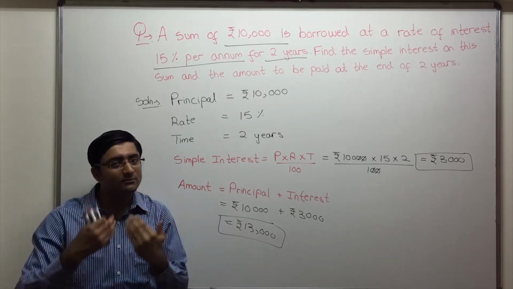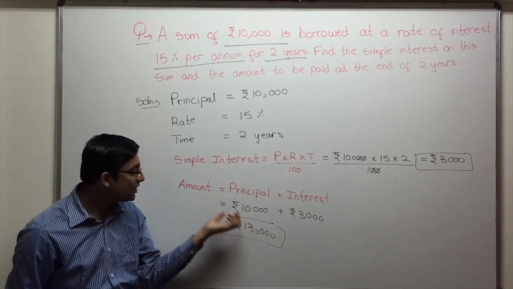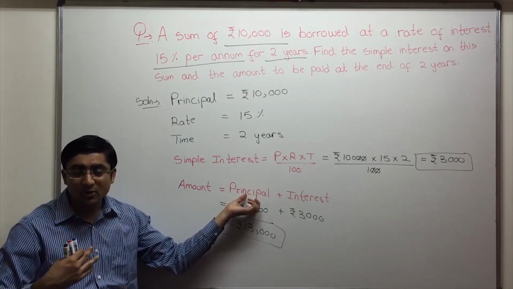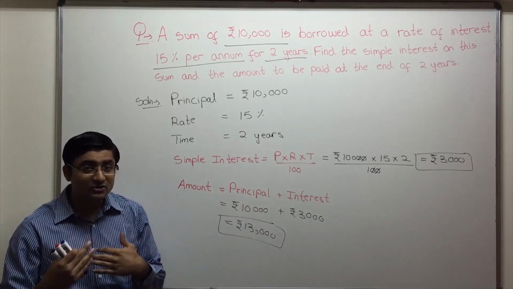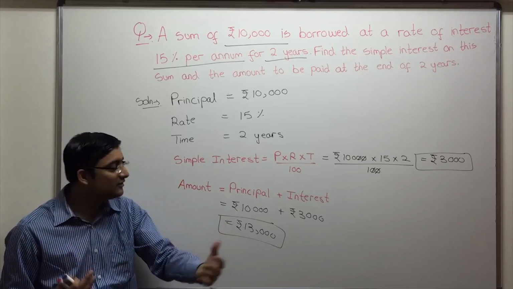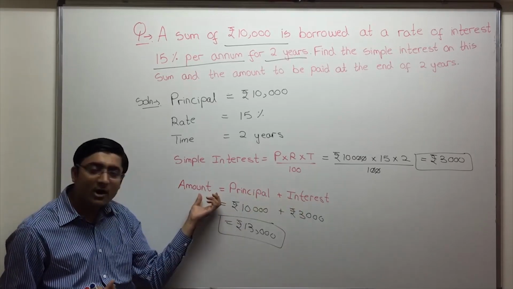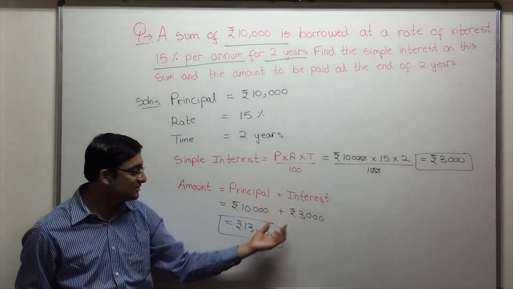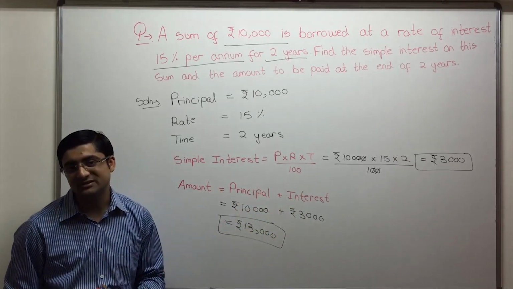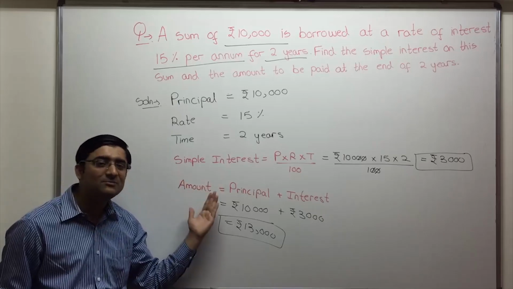See, whenever you borrow some money, you have to pay back that money, right? So amount is principal, that is the money that you borrowed, plus interest on that money, right? Because someone gave you that money, so you have to pay something extra in return for the favor. So that is known as interest. So amount to be paid back is principal, that is the money which you took, plus the interest. In this case, 13,000 rupees, right? So this is how you solve simple interest problems.